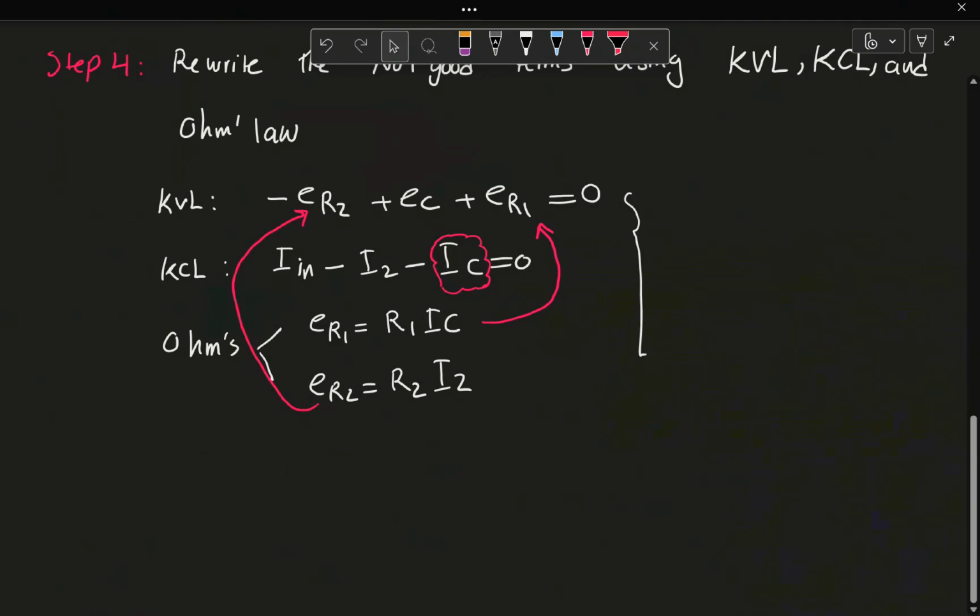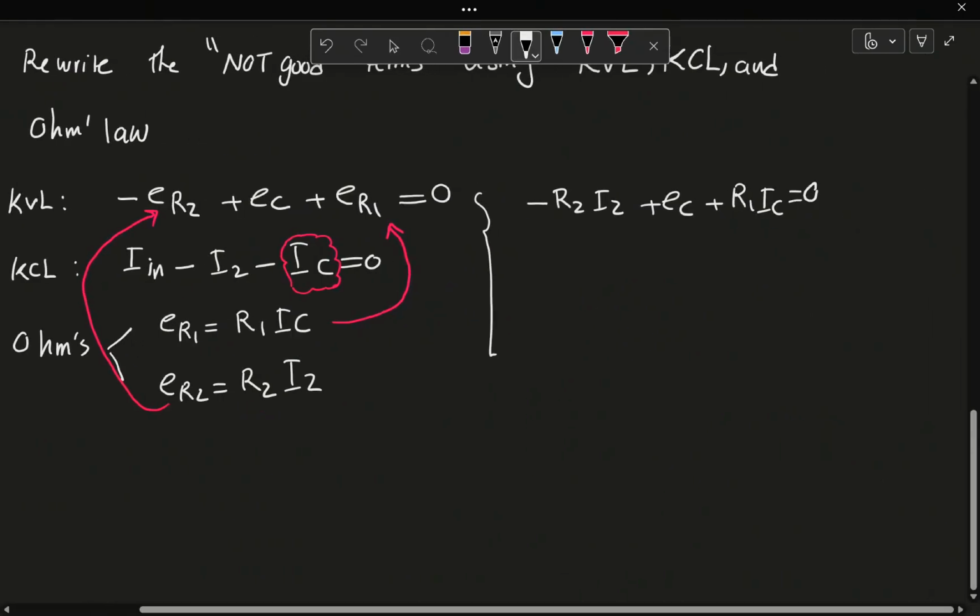So you will have negative R2 I2 plus EC plus R1 IC equal to 0. And then the second equation is IN minus I2 minus IC equal to 0.